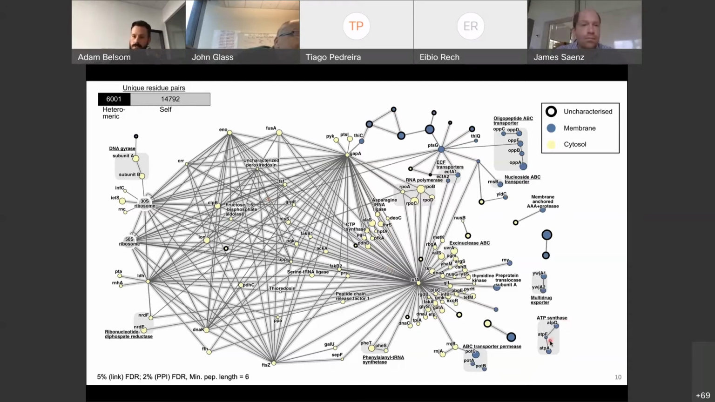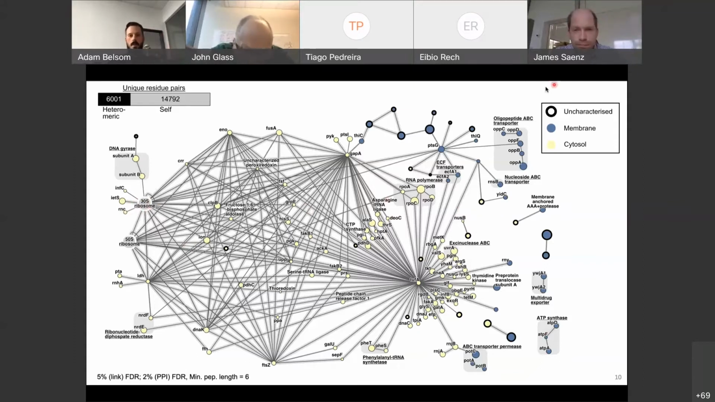And we identified cross-links in known complexes. So we have the ATP synthase, and we have lots of cross-links in the ribosome, which I'm going to talk about in a second. But I've grouped the subunits of the ribosome here, so those are clustered together.